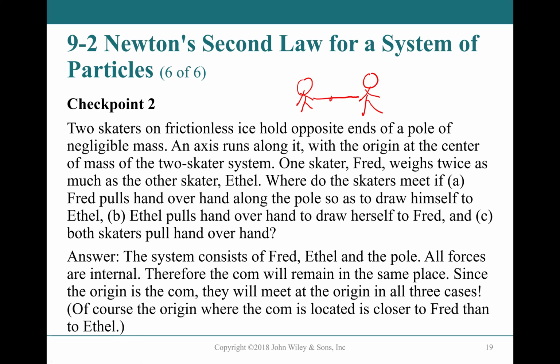If we have the COM here, the COM will stay here, right? The center of mass will not change. Therefore, the center of mass will remain in the same place because we do not have external forces. And since the origin is the center of mass, they will meet at the origin in all three cases. Okay?